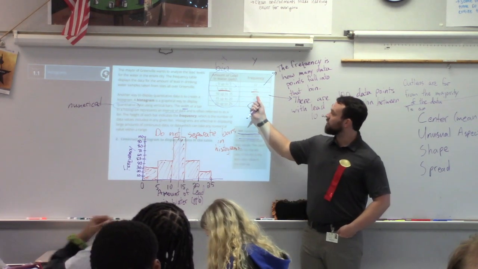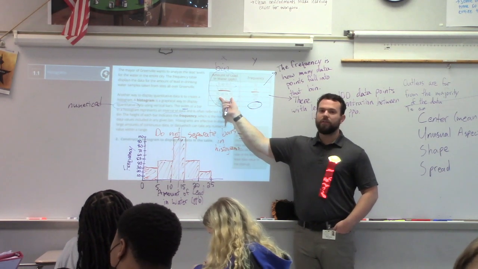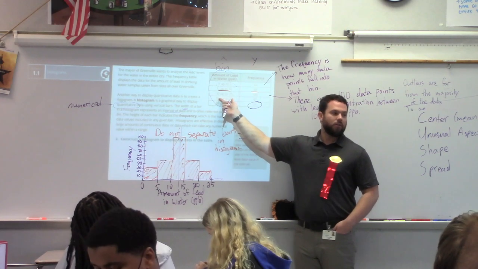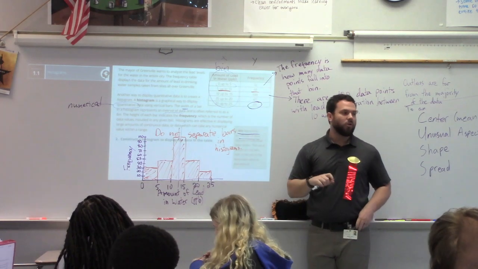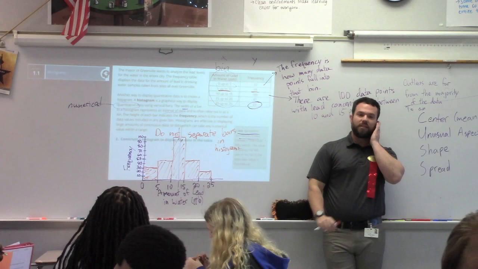But we don't know exactly, here's the thing. Do you know exactly what the values are for those 100? No. We only know it's between 10 and 15. They could all be 11. We don't know. They could all be 14. I just don't know what those individual values are. Remember, I only have frequencies for that bin. I don't know the exact values.